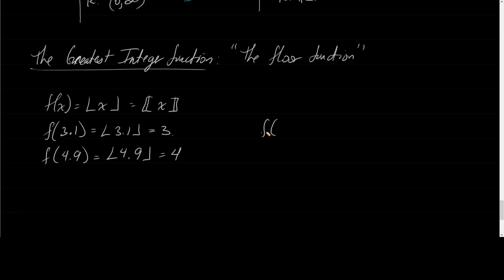What if I had something like a negative value, f of negative 3.1? So I want the greatest integer less than or equal to negative 3.1. That's negative 4. We're rounding down. Think about the number line. Here's 0. Here's negative 3.1. Here's negative 4. The greatest integer that's less than negative 3.1 is to the left, so negative 4. So that's how that works with positive and negative values.